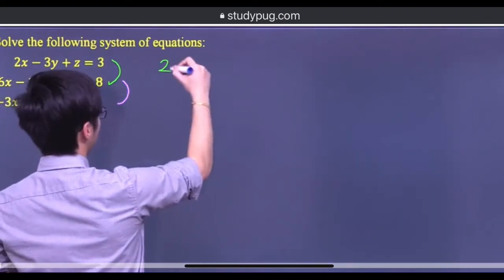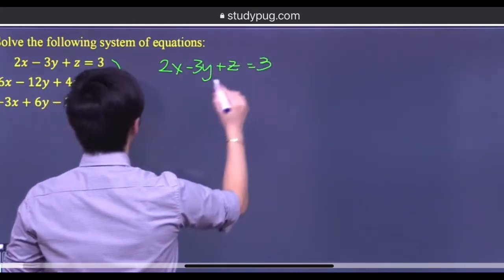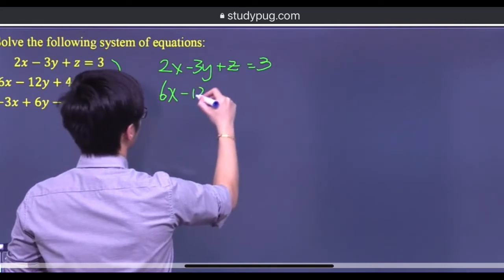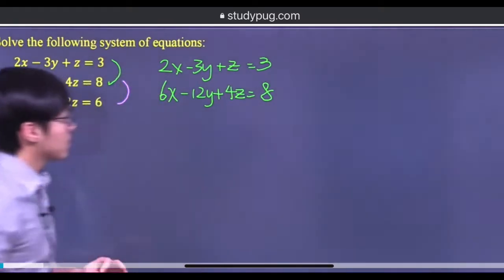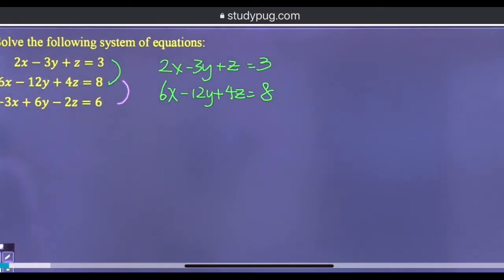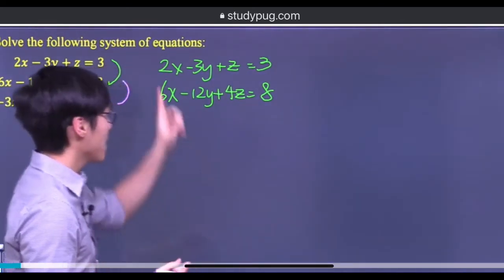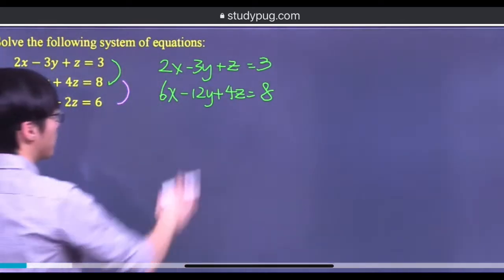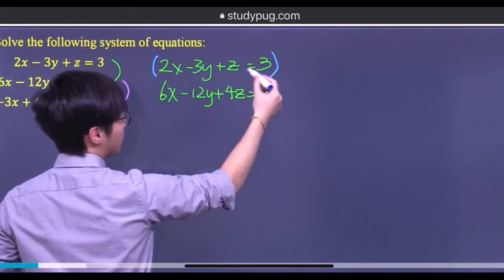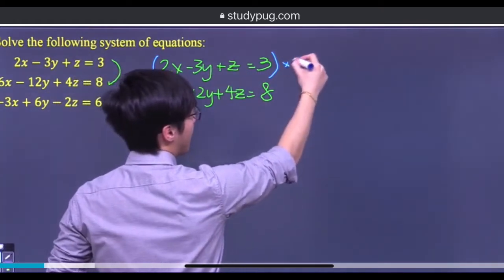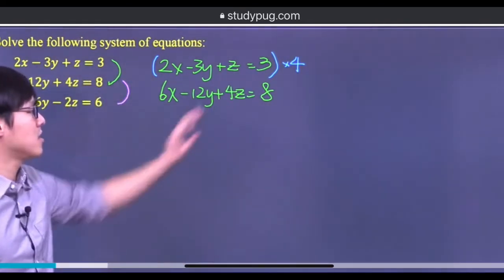Let's rewrite it. We have 2x minus 3y plus z equals 3, and we have 6x minus 12y plus 4z equals 8. All right, so now again, by observation, there is no way we can eliminate one of the variables. That's why we have to do some multiplication. So first equation, let's say we want to get rid of the z. That means we have to multiply the whole equation by 4, because 4 times z gives us 4z, and that is what we have in the second equation, right?